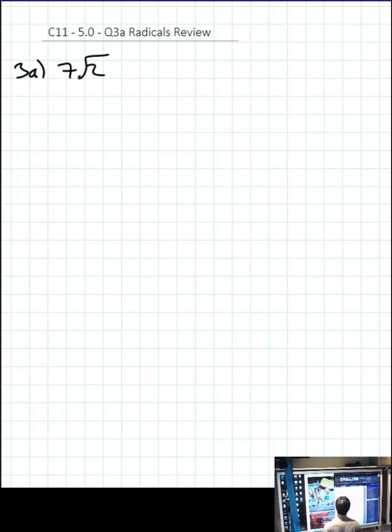Good. Now, we simply want to put 2 7s on the inside. So down the page, we'll say root 7 times 7 times 2. 7 times 7 times 2 is simply 98, so we get square root of 98. And we can circle our answer.